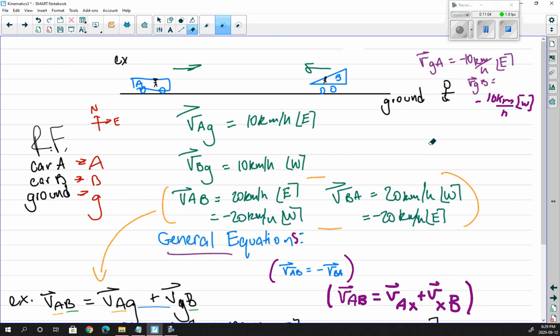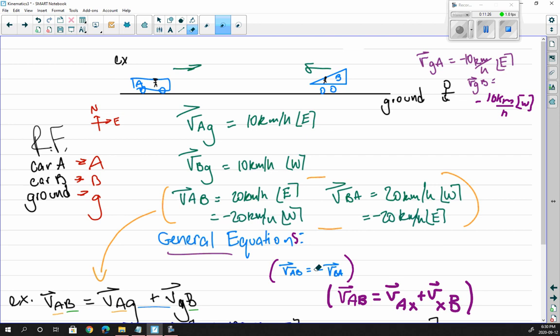And the general equation for that is right here, and I would add this to my equation sheet. Velocity of A with respect to B is equal in magnitude but opposite in direction to the velocity of B with respect to A. That's an equation to put in our equation sheet. If you switch the reference frames, the vectors switch direction.